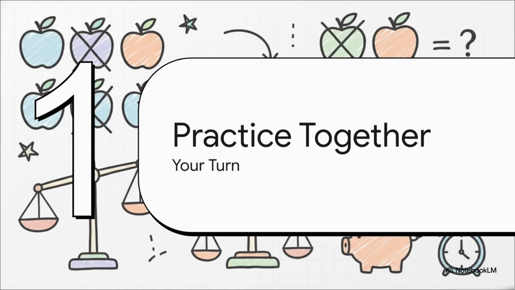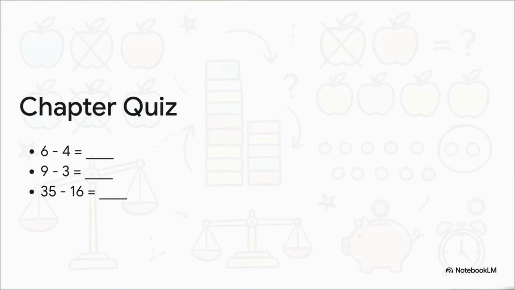Let's practice together. Your turn. You've built an amazing visual toolkit today, from jumping on number lines to multi-digit regrouping. Now it's your chance to shine. Here are 3 practice exercises straight from today's lesson. Grab a piece of paper and jot these down. Exercise 1 is 6 minus 4. Try using the item removal method for that one. Exercise 2 is 9 minus 3. You might want to visualize a number line and jump backward there. And exercise 3 is 35 minus 16.